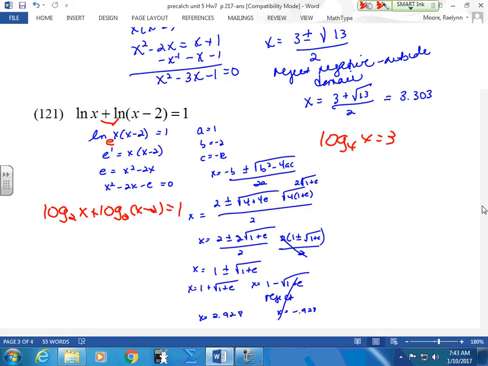Let's get the LNs out of there. Right? I have logs on one side. I got to get it down to where it says log equals something. I got to condense it down. So when I was adding exponents, what was I doing? Multiplying. So I'm going to bring this down to a product.